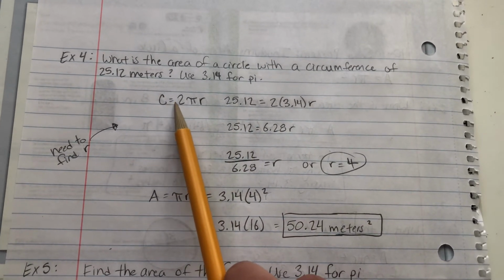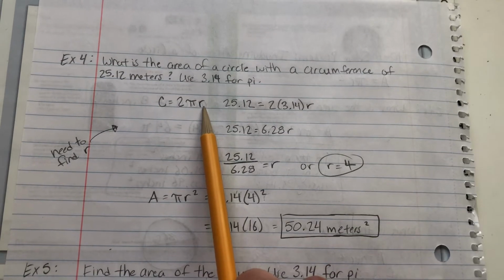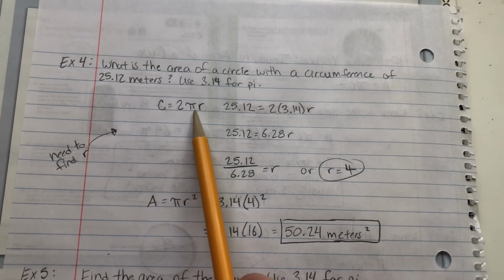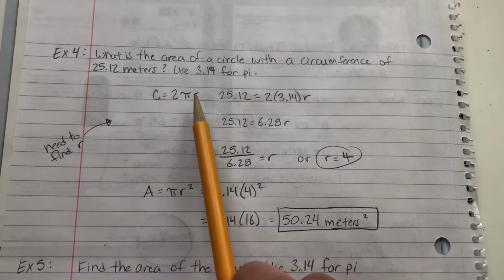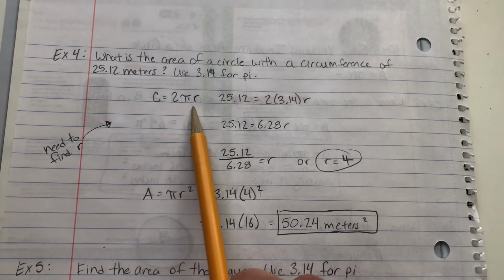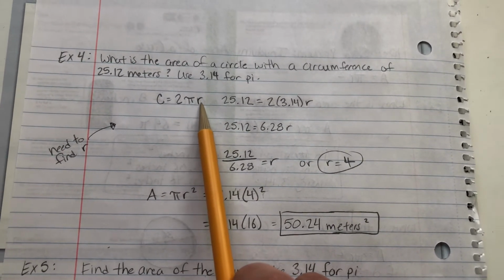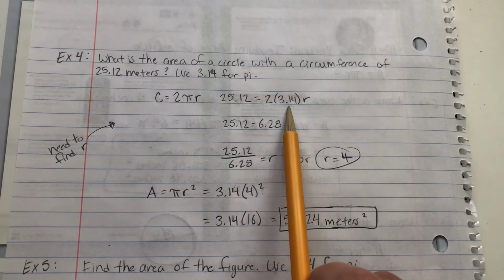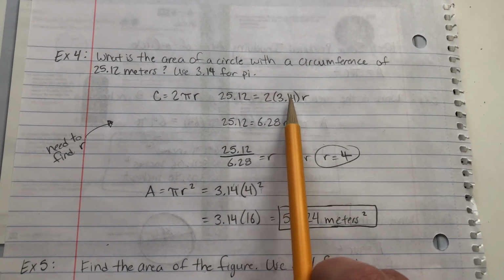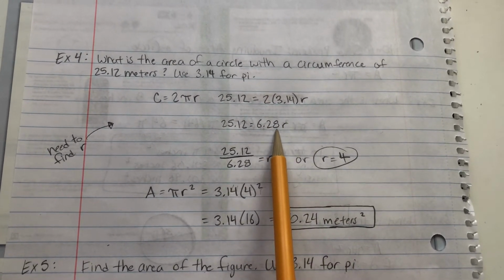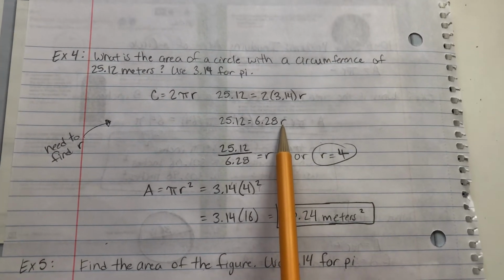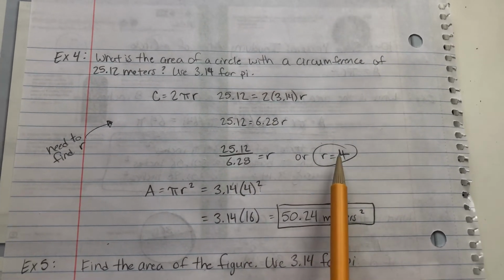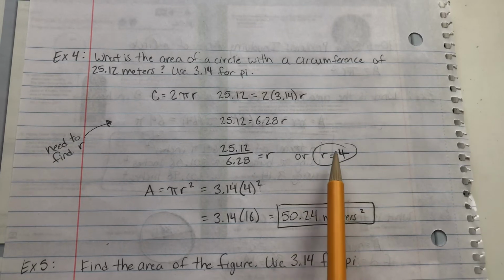I'm going to use c equals 2 pi r instead of c equals pi times diameter, because my goal is to find the radius. So it'd be more work, technically, if I use the other formula, when if I use this one, it's going to get me straight to what r equals. So I'm going to replace c with 25.12. I'm going to replace pi with 3.14. Well, 2 times 3.14, clean that up, that's 6.28. To get r by itself, I'm going to divide 6.28 to the other side, and when I divide, I get 4. That means my radius is 4.